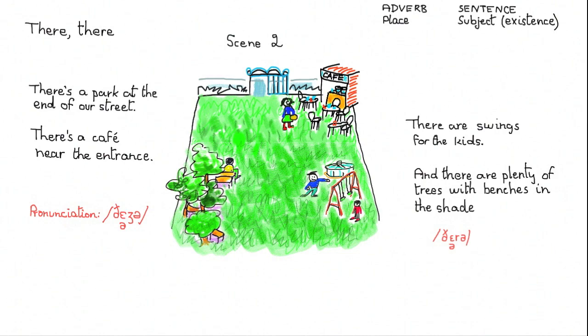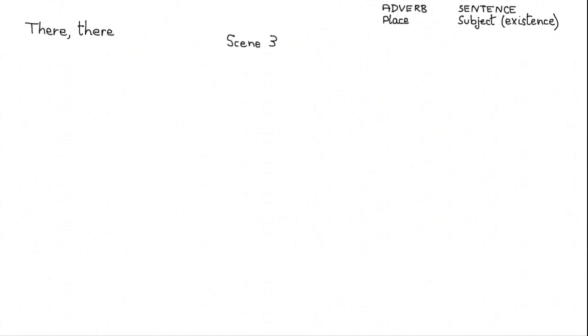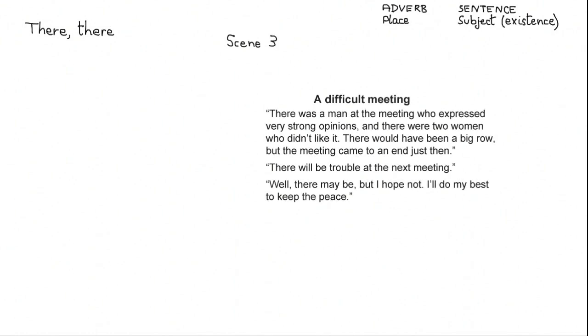All right, let's move on to the next scene. Scene 3, and here we have a text, which I'm going to put up here, a difficult meeting. And here's the person speaking. It's my little drawing, not very good, of the man speaking. There was a man at the meeting who expressed very strong opinions, and there were two women who didn't like it. There would have been a big row, but the meeting came to an end just then.